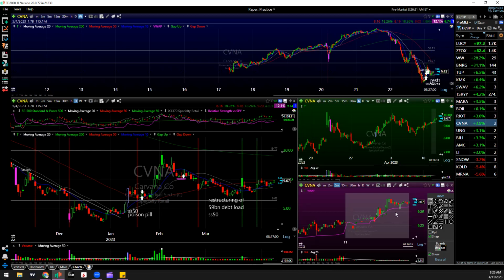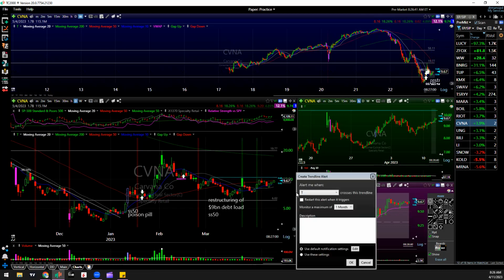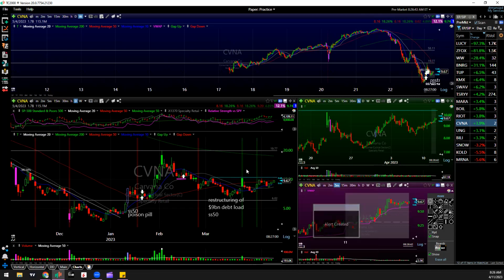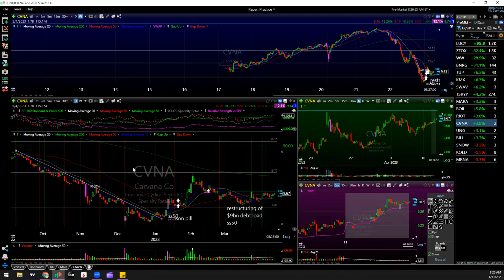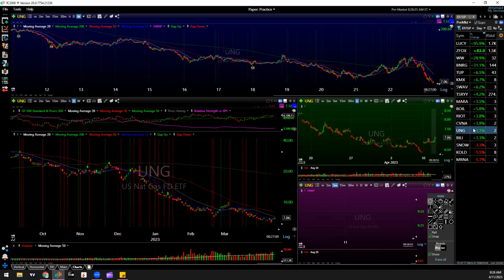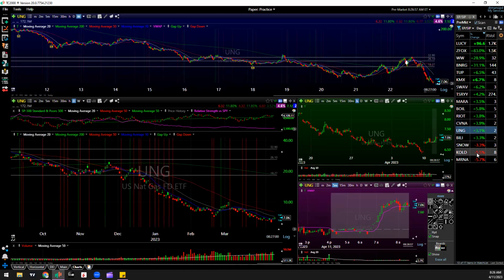So Carvana getting a bit of a bid here. What I do like about the stock is that we have this clean pivot here, and I'm going to set an alert on this line. So if it breaks out of this, since it's also making higher lows, this could get interesting. It does have a lot of catalysts recently. UNG, again, natural gas.